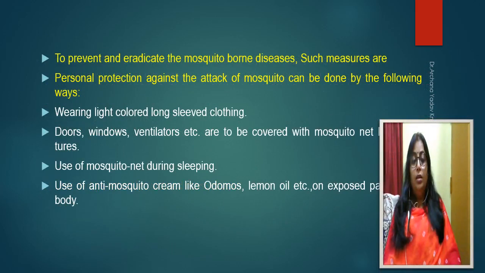To prevent and eradicate mosquito-borne diseases, personal protection against the attack of mosquitoes can be done in various ways. Always wear light color long-sleeved clothing. Doors, windows, ventilation, etc. should be covered with mosquito net-like structures. Use a mosquito net during sleeping. Use anti-mosquito creams like Odomos, lemon oil, etc. on open or exposed parts of the body.